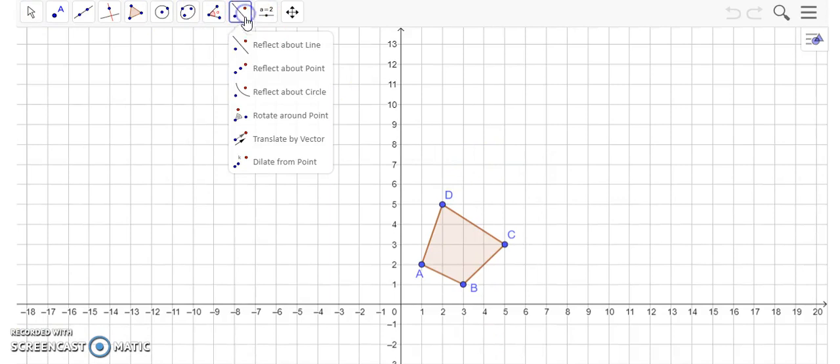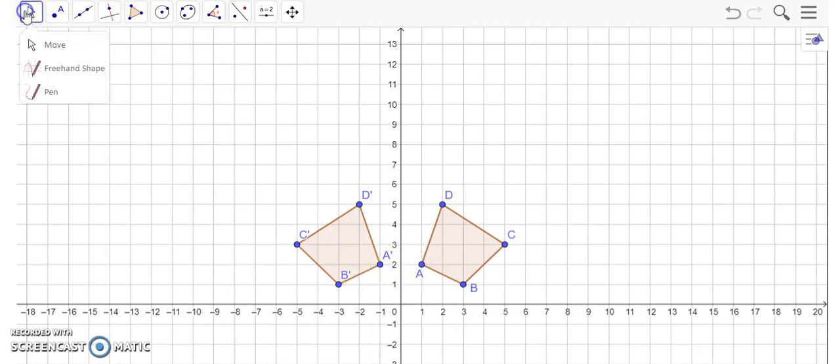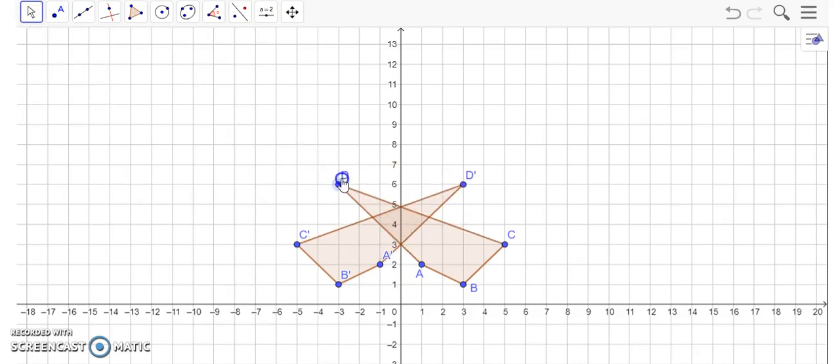So again, I use my reflect about line, I highlight, and then I can click on my y-axis. Now, instead of my height changing, it's my x value that's changing. Now, the pre-image is to the right, and the image values are the same distance to the left of the y-axis. And again, say that I drag point D. If I go across the y-axis, D prime is always on the opposite side of the y-axis. So now it's 3 units to the left, so D prime is 3 units to the right.